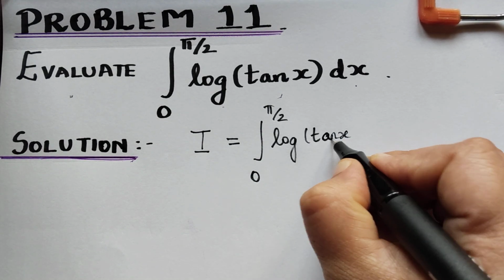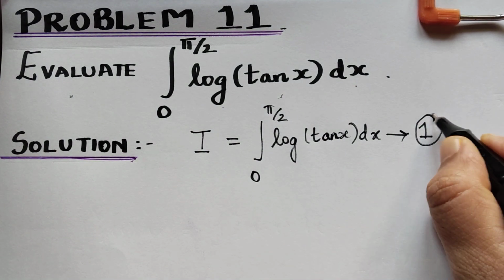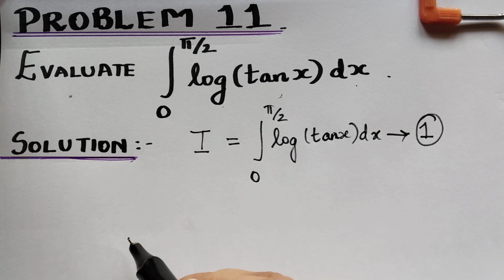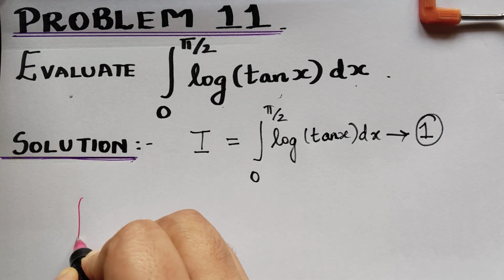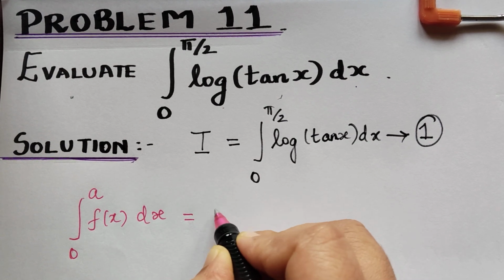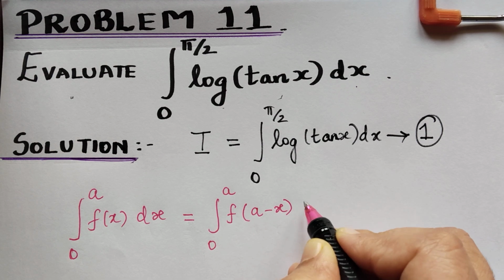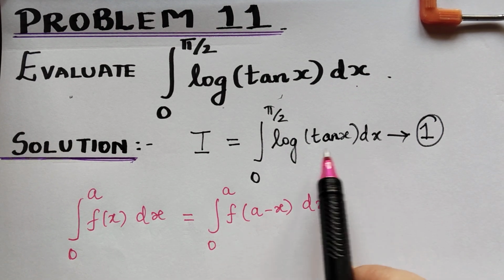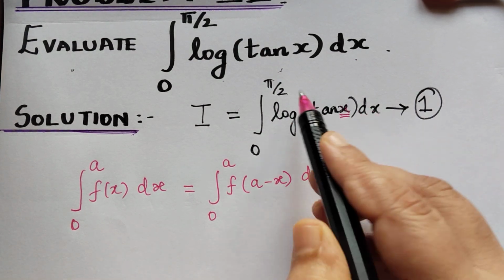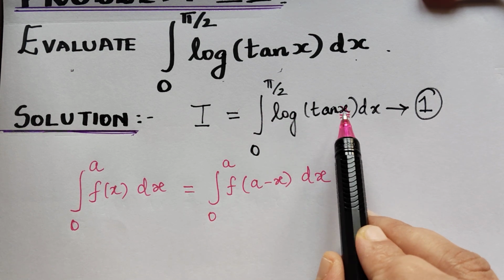We shall mark this as equation 1, and this integral will also be equal to another integral by using a property. The property says that the integral from 0 to a of f of x dx can be written as the integral from 0 to a of f of a minus x, that is, the upper limit minus x, dx. So using this property in our given integral, we can replace x by the upper limit minus x. Here the upper limit is pi by 2, so we can replace it by pi by 2 minus x.